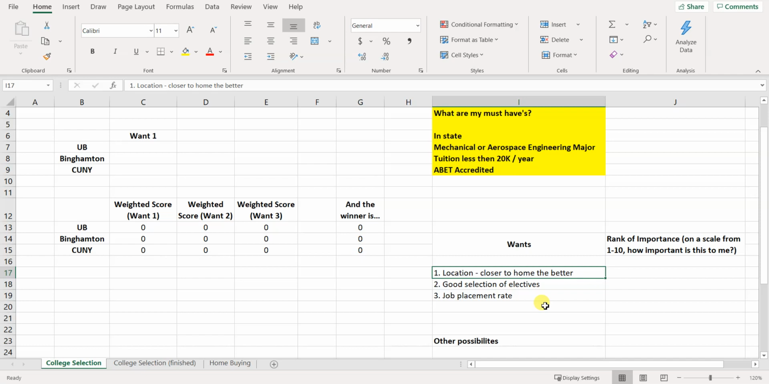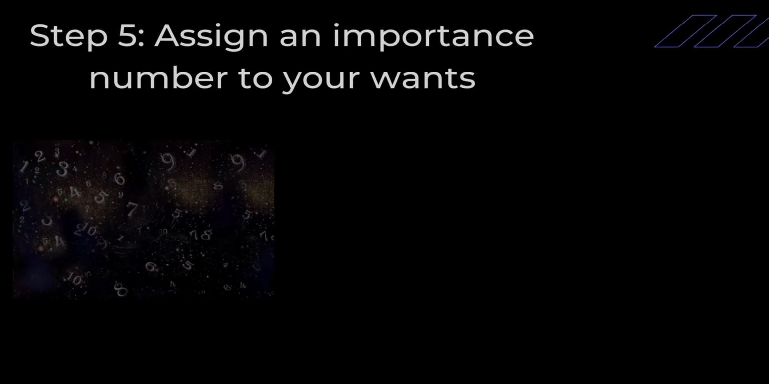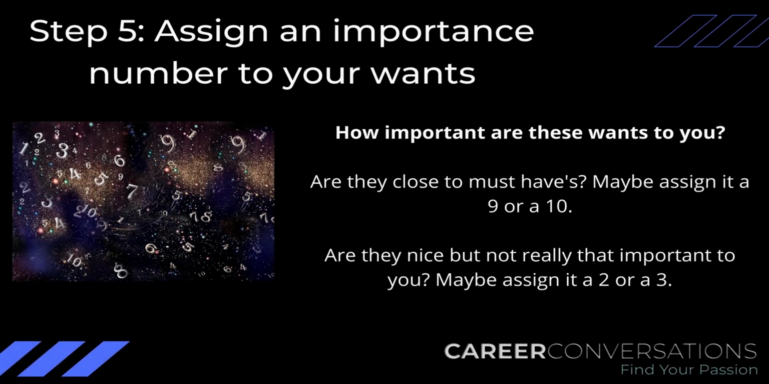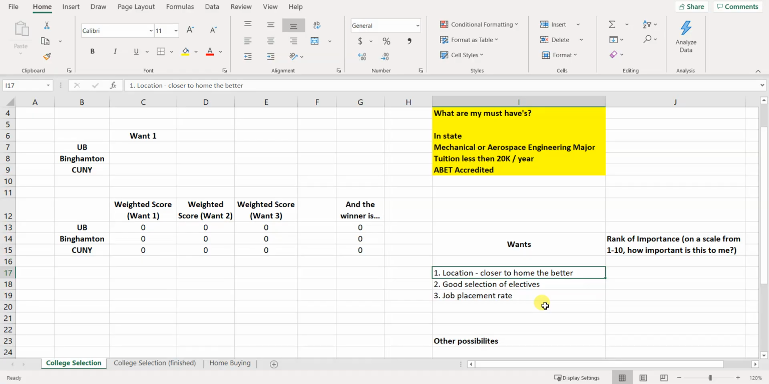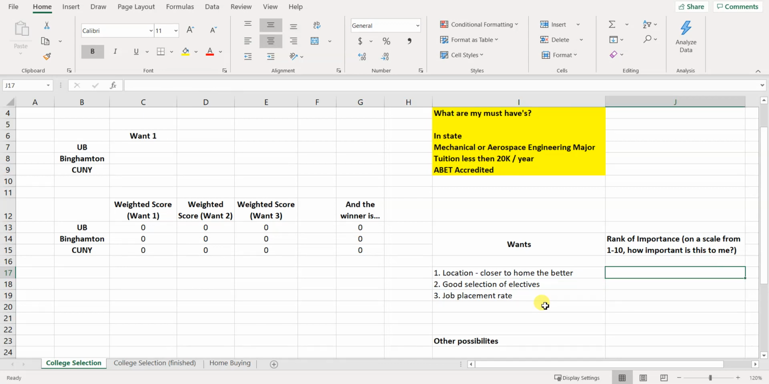I really wanted to stay as close to home as possible if I wanted to. So the question is how important was that to me? And after thinking about it, I was like, okay, I'm open to driving. I don't have a problem driving a long way to visit friends and family and things like that. So I ended up going with ranking that as an 8.